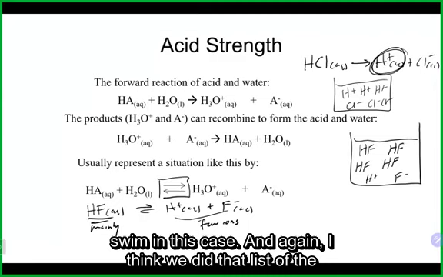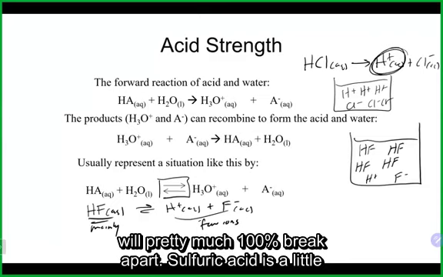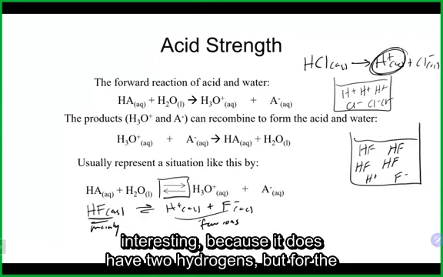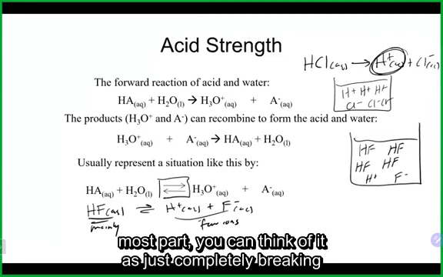And again, I think we did that list of the 6 strong acids earlier. And those guys essentially will pretty much 100% break apart. Sulfuric acid is a little interesting because it does have 2 hydrogens, but for the most part, you can think of it as just completely breaking apart.